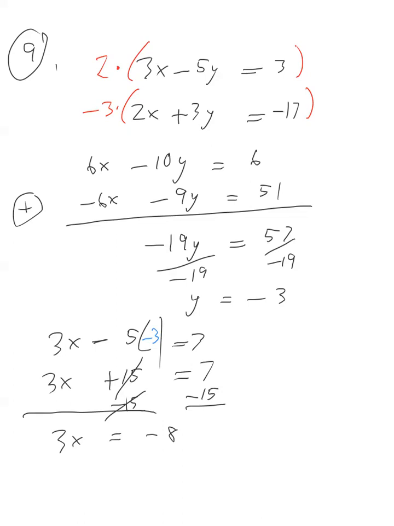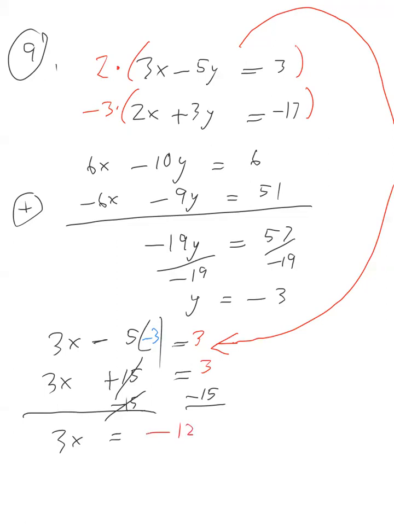Oh, I made a mistake, actually. Hold on just a second. My writing was so sloppy, I didn't realize that this number right here isn't really a 7. That's actually supposed to be a 3, because that equation came from this equation, 3x minus 5y equals 3. So let me fix that real quick. Change that to a 3, which it really should have been. And so 3 take away 15 is actually negative 12. So that's my fault.